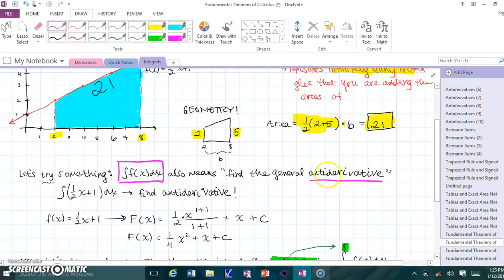This just means find the antiderivative. That was at the end of the worksheet you did today. So if you see no upper and lower limits, just find the antiderivative. So let's replace f of x with what f of x is. And again, let's just find the antiderivative, and let's see what happens.